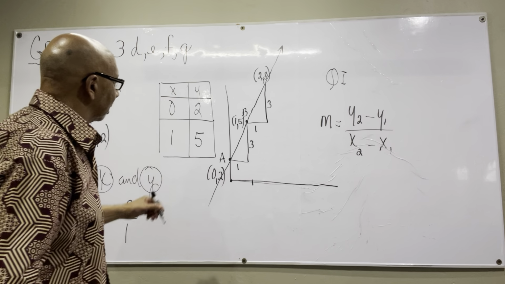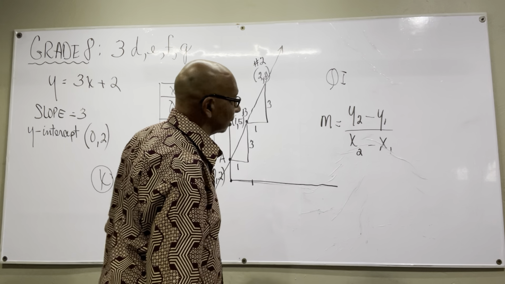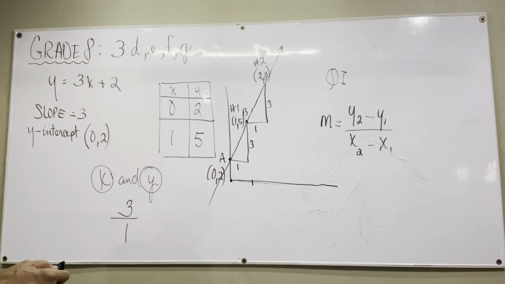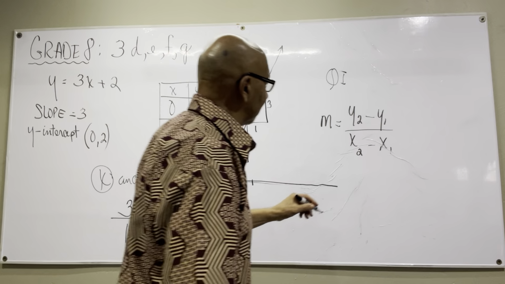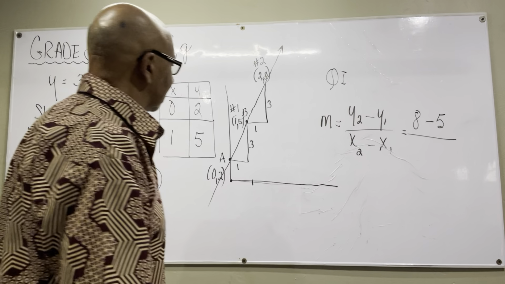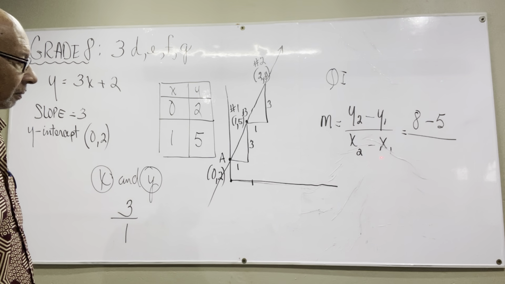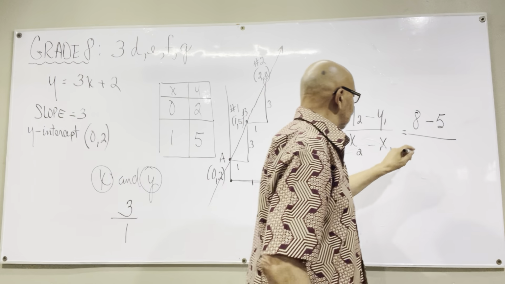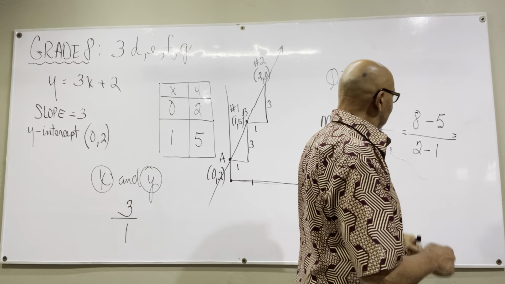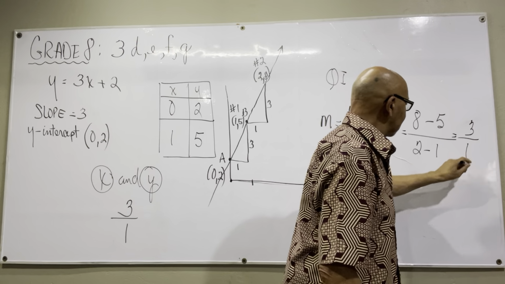So if this is point number 1, let's say, and this is number 2, we could do it in reverse too. It wouldn't make any difference. It'd be your choice. I'm only saying this is 2 because 8 is bigger than 5. So we take the second y value, which is 8, subtract the first y value, which is 5. So we have 8 minus 5, divided by the second x value, which is 2, minus the first x value, which is 1. So it's 2 minus 1. 8 minus 5 is 3. 2 minus 1 is 1. So the slope is 3.